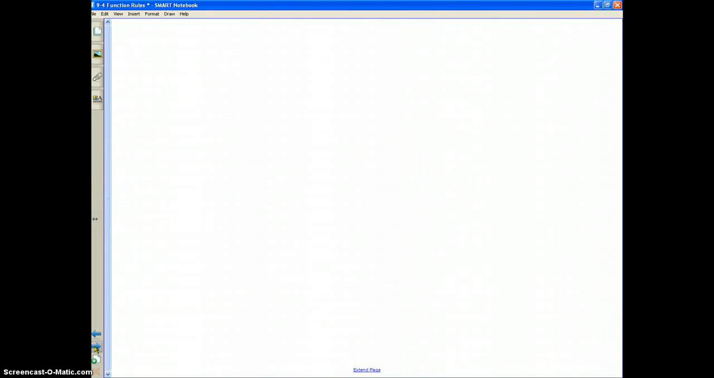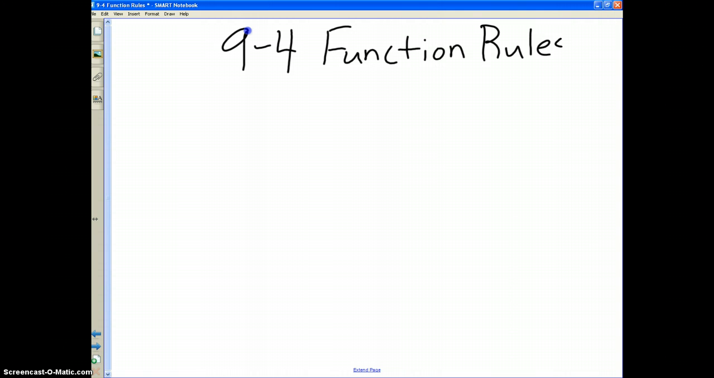So, starting off, we have 9.4, function rules. Please put all this in your notes. Okay, so 9.4 function rules, and our first topic that we're going to cover is writing a function rule.